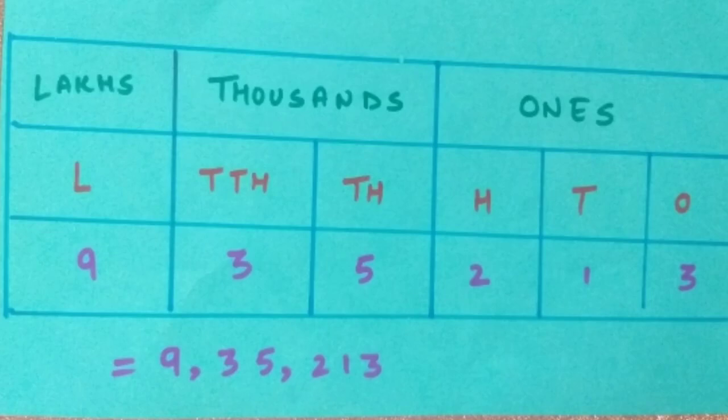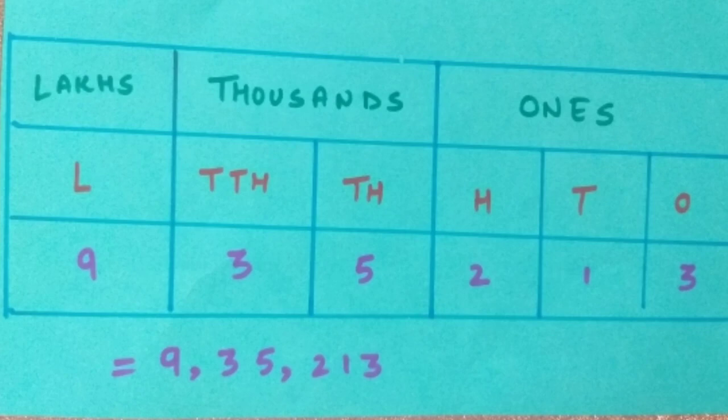For example, if you want to read the number, you can read it as 9 lakh 35,213. Moreover, we just have to put a comma after each period, which indicates the value of the number. If you want to write the number, it can be written as 9,35,213. So this place value chart is also very helpful in reading or writing a number.